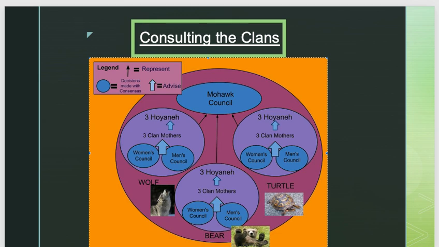On the clan scale, you have the women's council and the men's council, as you can see by the words, and in that circle, they need to come up with a consensus before they advise the clan mother. They would advise the clan mother, saying, hey, this is what we want, this is what we need, and then they would advise the chiefs, who would take their issues to the Grand Council. But consensus has to be made before they present their issues and their solutions.